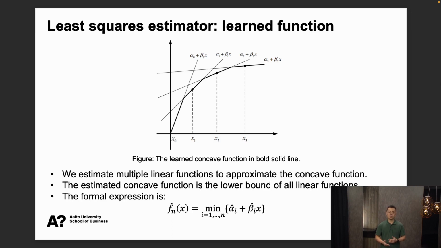The formal expression of this learned function is f_n hat of x equals the minimum of alpha_i hat plus beta_i hat times x. Here the minimum means the lower bound. If you want to estimate a convex function, you just need to change the minimum to maximum.